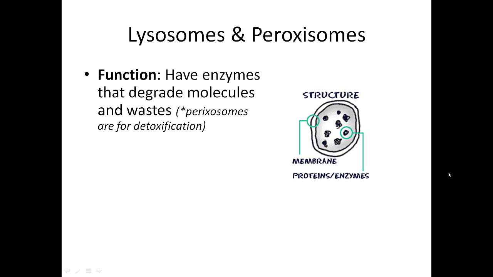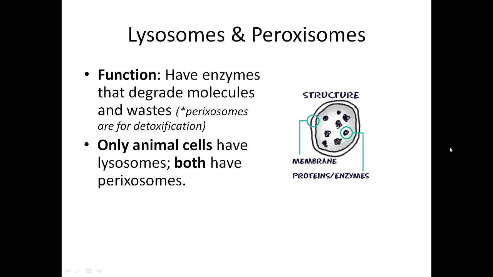Lastly, we have lysosomes and peroxisomes. These have enzymes inside them, so they're both set up the same way, that degrade or break down molecules and wastes. Peroxisomes are specifically for detox, so you have a lot of these in your liver. Only animal cells have lysosomes. Peroxisomes are found in both plants and animals. Analogy, these are like recycling centers.